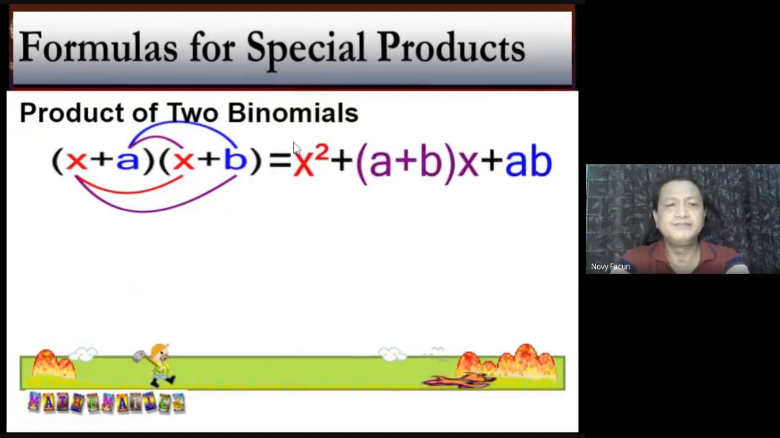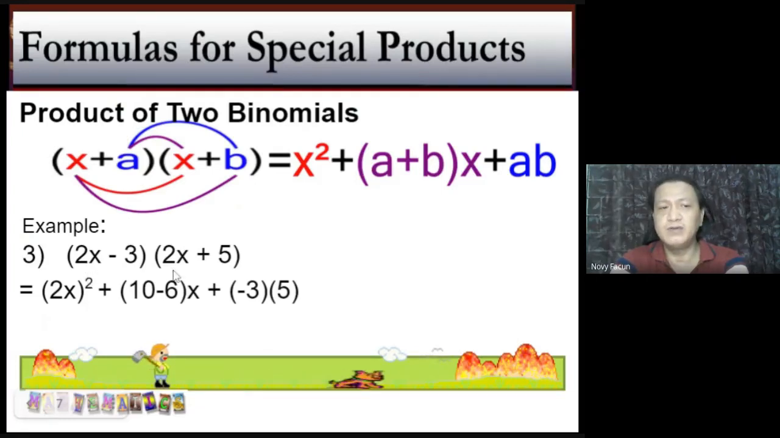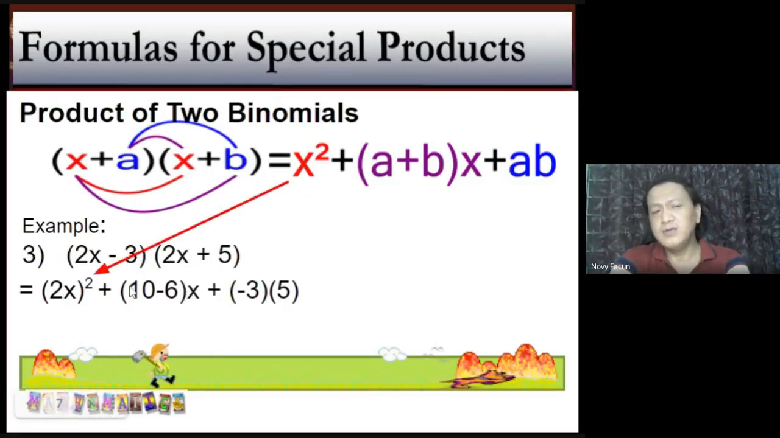We have number 3. What if it involves a numerical coefficient not 1, meaning 2? So 2x minus 3 times 2x plus 5. So same procedure tayo. You have to apply this formula. So square the first term, or meaning, di ba? Ito, 2x square. Ito yung formula natin. And then, ang tanong dito, saan nanggaling yung 10x tsaka yung negative 6 or minus 6? So as you can observe, the sum of the product of the inner terms and outer.